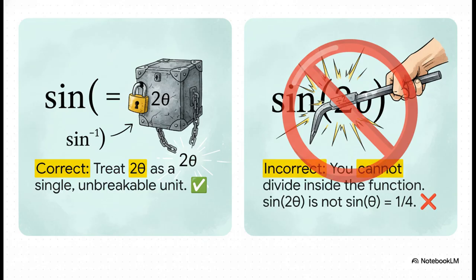And here's the second major pitfall. It is so tempting to try and solve for theta by dividing by 2 right away. But you cannot divide inside a trig function. It's just an illegal move. You have to treat that inner argument, that 2 theta, as a single, unbreakable unit until after you've taken the inverse sine.